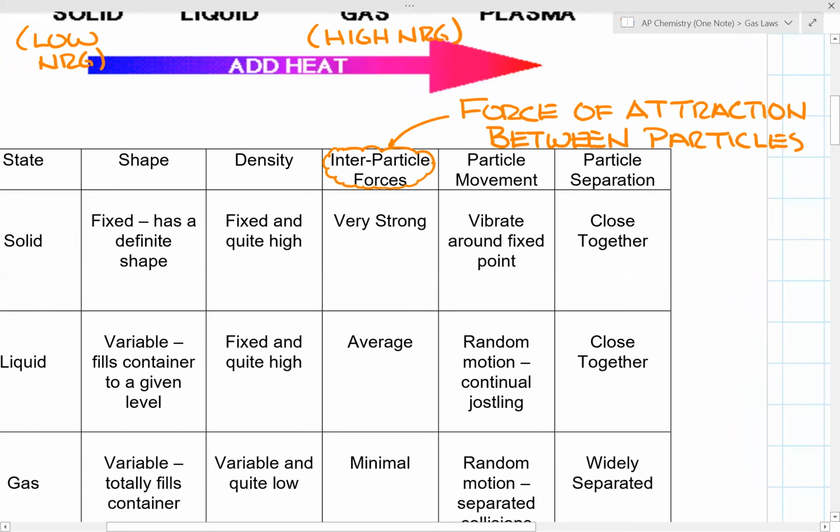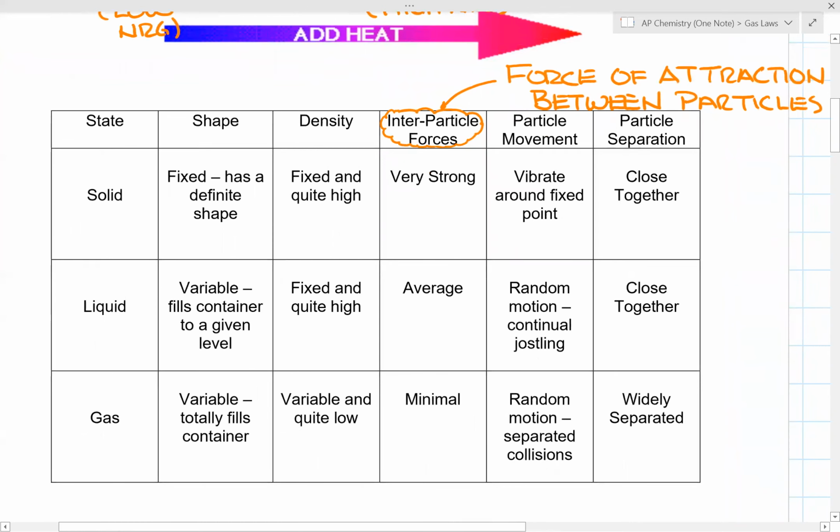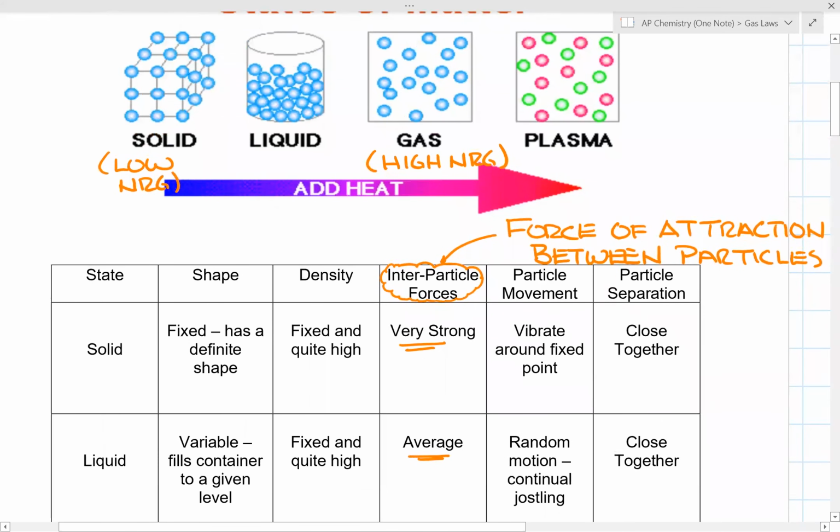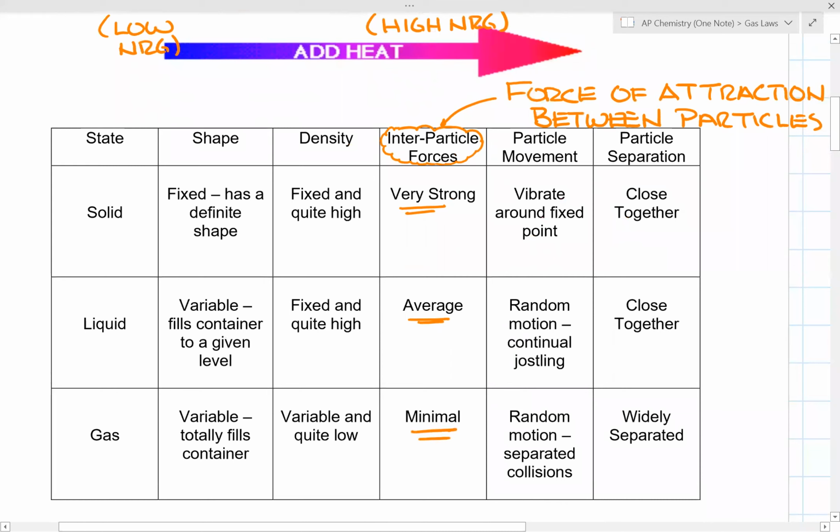Now, one thing you should notice is when you take a look at a solid, liquid, or gas, the interparticle forces for solid is very strong, liquids is average, gases are minimal. Okay, now the strength of these interparticle forces determines whether it's solid, liquid, or gas, because the stronger the attraction between the particles, the closer together they are, and as a result, they are not able to move as much.